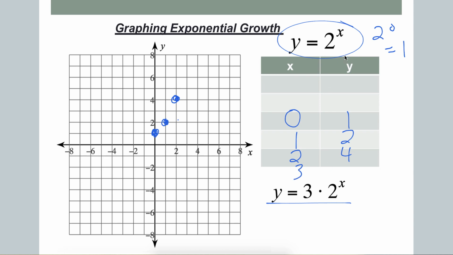Let's do one more in that direction, so I'll go off the table. 2 to the 3rd would be 8. So if I plug in 3 for x, 2 to the 3rd, I get 8. So 3, 8. So that would be up here.